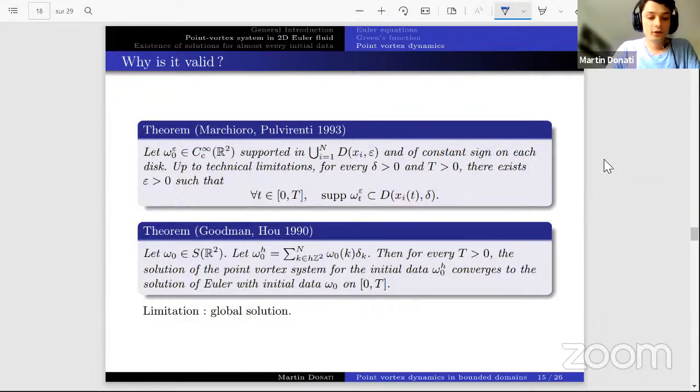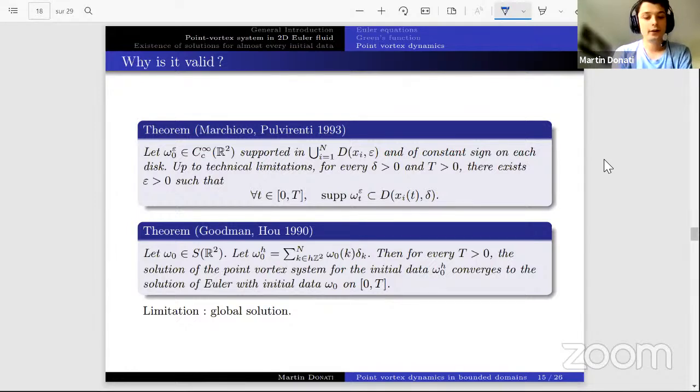The second theorem is basically the converse. If you take a grid of point vortices that approximate a smooth initial data, then this grid of point vortices evolves and converges to the solution of the Euler equation. Again, if you take the right grid and the right conditions. What it means is that the point vortex dynamic is indeed a good approximation of the Euler equations, and the opposite and the converse.